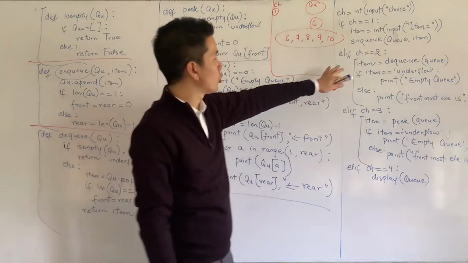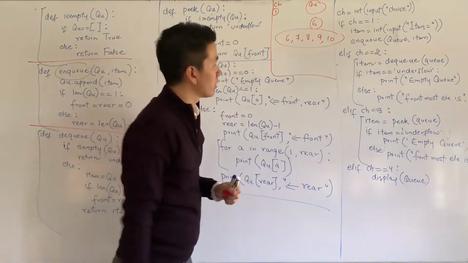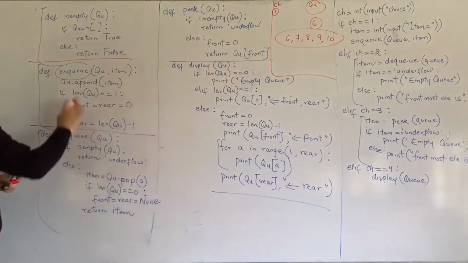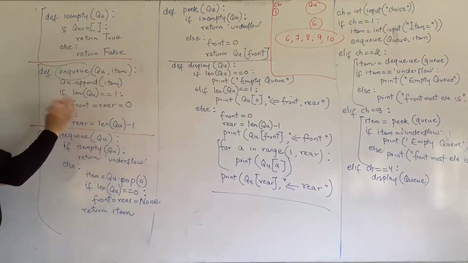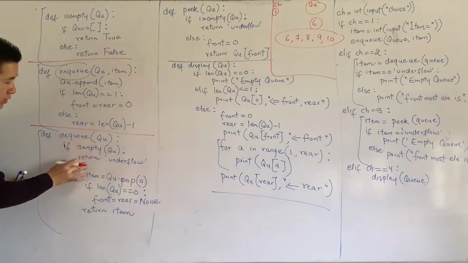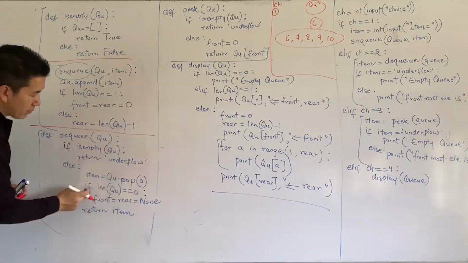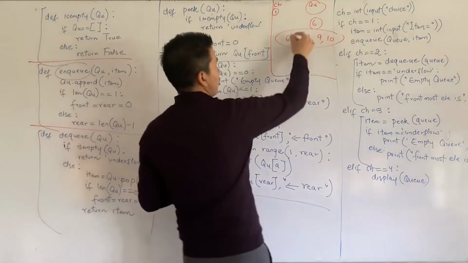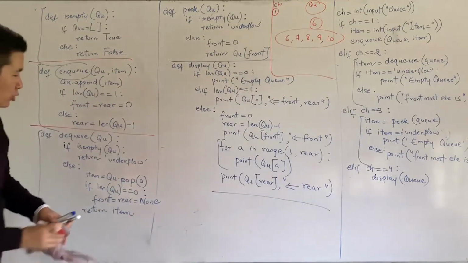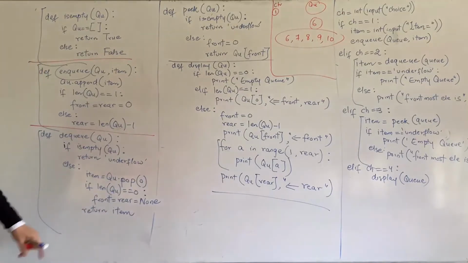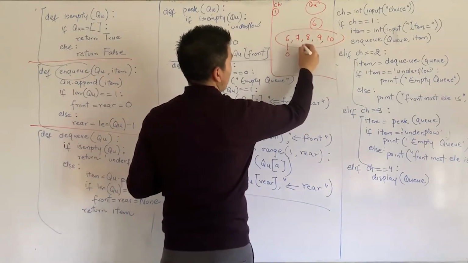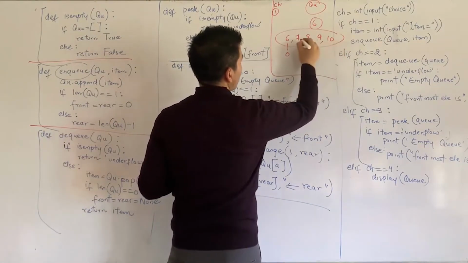Now let's say I would like to go for choice number 2. When I go for choice number 2, this DQ function is called upon. It checks whether it's empty or not. If it's not empty, look at this statement: queue. This is nothing but a queue. The first element will be popped using the index of 0. So this is 0, and then 1, 2, 3, 4.